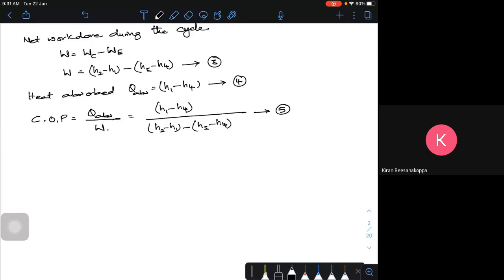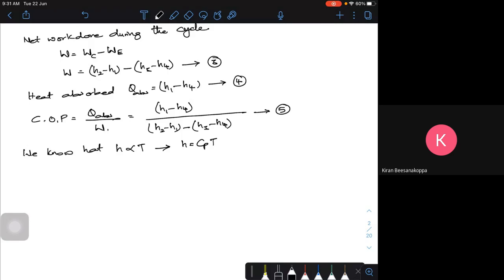But we know that H is a function of temperature and H is equal to Cp into T. This we have studied in your thermodynamics course. That is, enthalpy as well as internal energy are both functions of temperature. That is, H is a function of temperature.